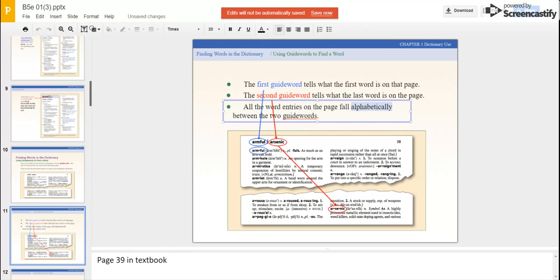I am going to include a video for you from YouTube that gives some more examples of guide words. And if you have any trouble with alphabetical order, I will see if I can find anything about that for you as well.